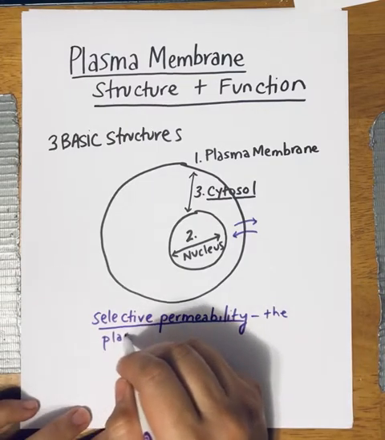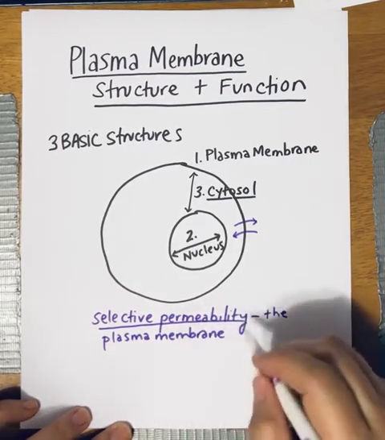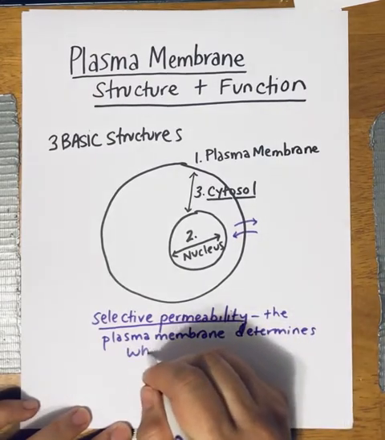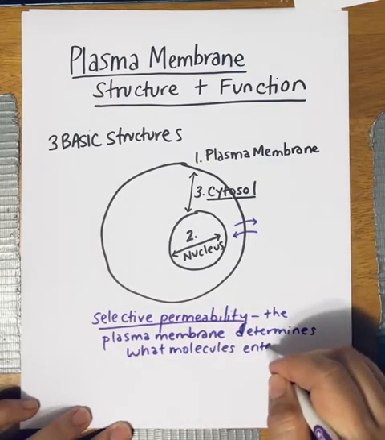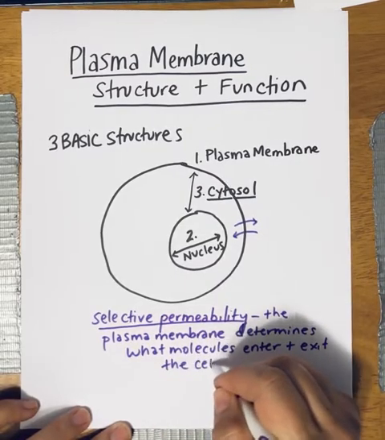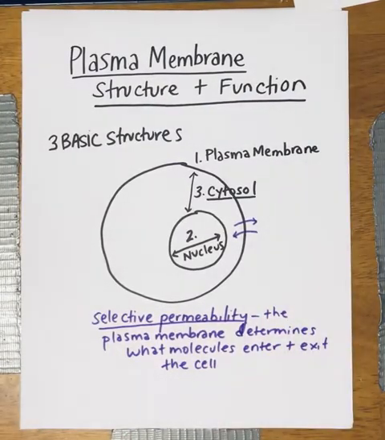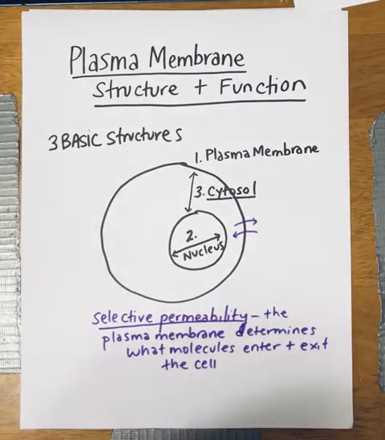The plasma membrane determines what molecules enter and exit the cell. So, this is one of the major functions of the plasma membrane. But to understand how the selective permeability works, we need to zoom in on the plasma membrane and talk about the plasma membrane structure.